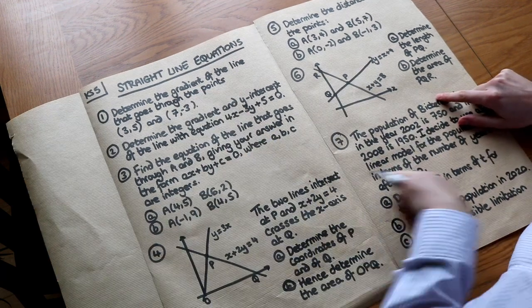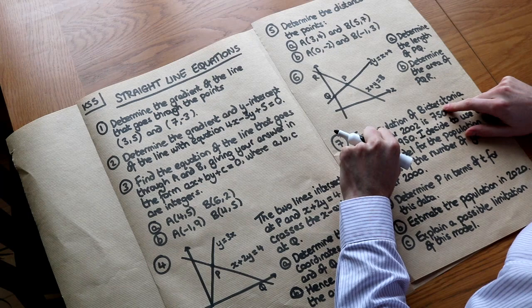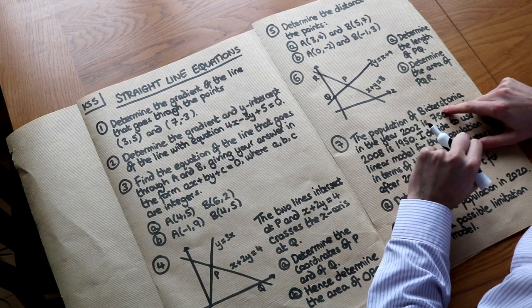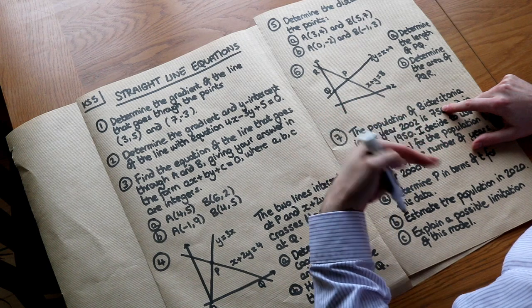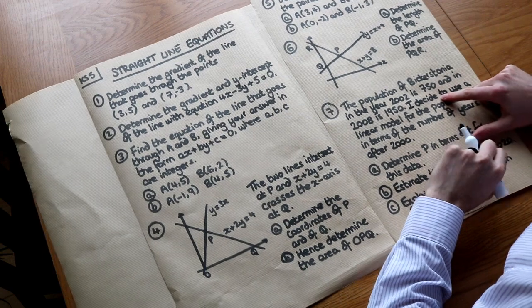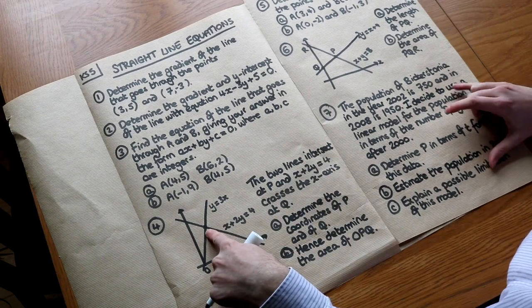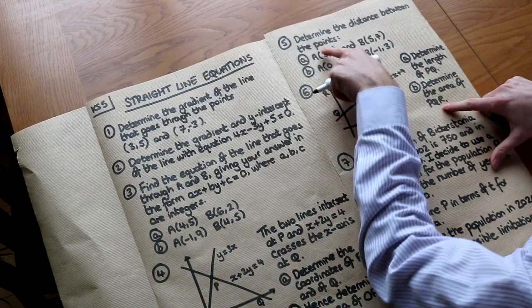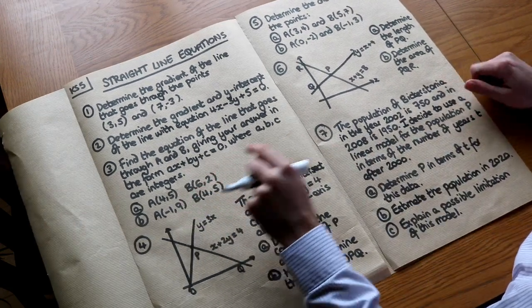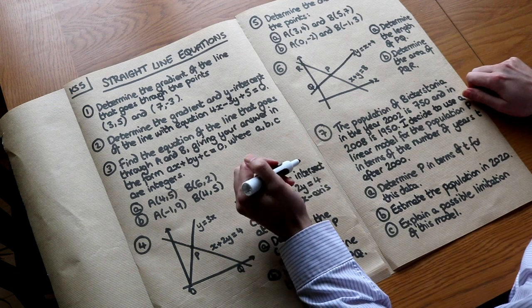So this is just a summary of all the questions we're about to do. We'll quickly recap how to find the gradient given 2 points or given an equation of a line. We're going to introduce a new equation that you might not have seen before about how we can find the equation of a line given 2 points. We'll see how to find the point of intersection of two lines. We'll see how to find the distances between points. And we'll also see how we can use straight line equations for modelling problems.